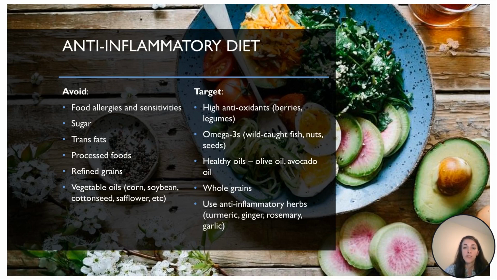And then we want to target certain foods too, making sure you're getting good amounts of antioxidants. Berries and legumes have those. Omega-3s, like the wild caught fish, nuts, seeds, certain healthy oils like olive oil, avocado oil. And I really like to encourage people to include a lot of anti-inflammatory herbs and spices in their cooking, like turmeric, ginger, rosemary, and garlic.